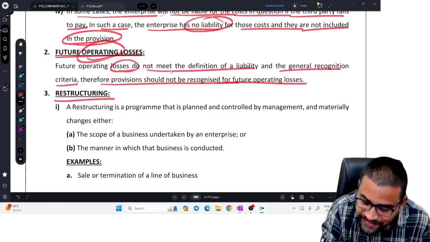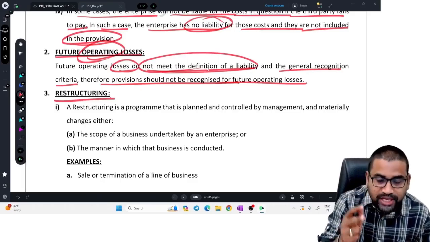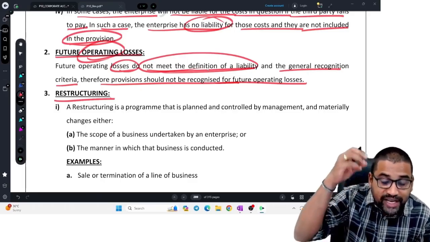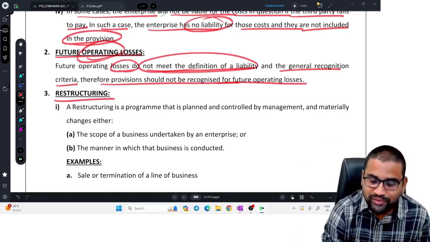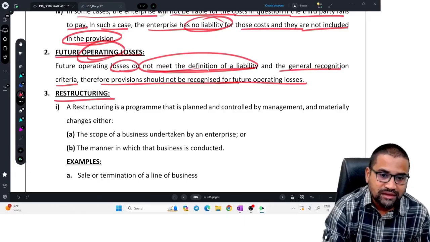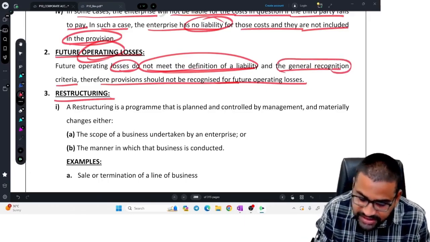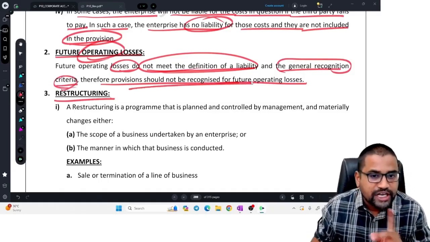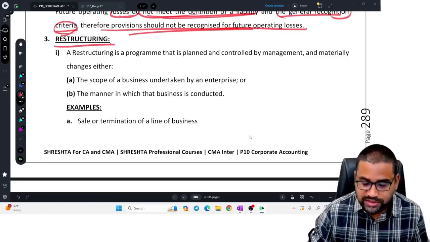So, it is not satisfying the definition of liability, na? Because a liability says there is a present obligation arising from past events and we are expecting an outflow of resources to settle this obligation. We are expecting the settlement of this. And the general recognition criteria also fails. Therefore, we will not recognize any provision. We are not allowing any provision for future operating losses.